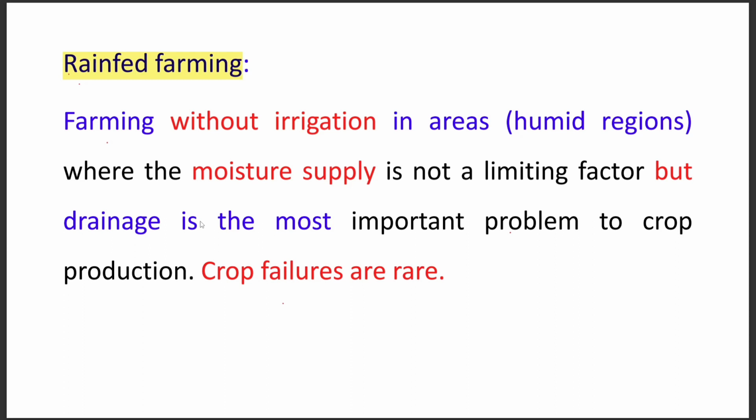So moisture supply is not a limiting factor, because we are getting a very good amount of water from the rainfall. Then drainage will be a problem. If you don't have good drainage facilities, then crop failures may occur. But still, crop failures are rare.